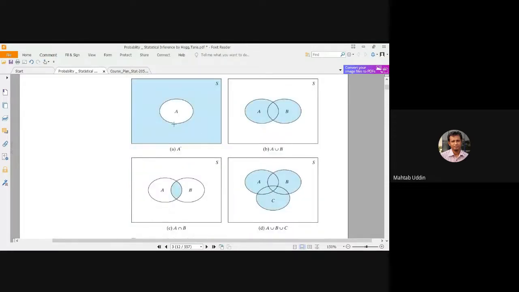Then can you tell me what is the name of these figures? Anyone can tell me? Venn diagram. Very good. This is a Venn diagram. What is the Venn diagram? Any figurative description of the sets is called the Venn diagram. That is, where we describe sets using figures is called a Venn diagram. Okay?